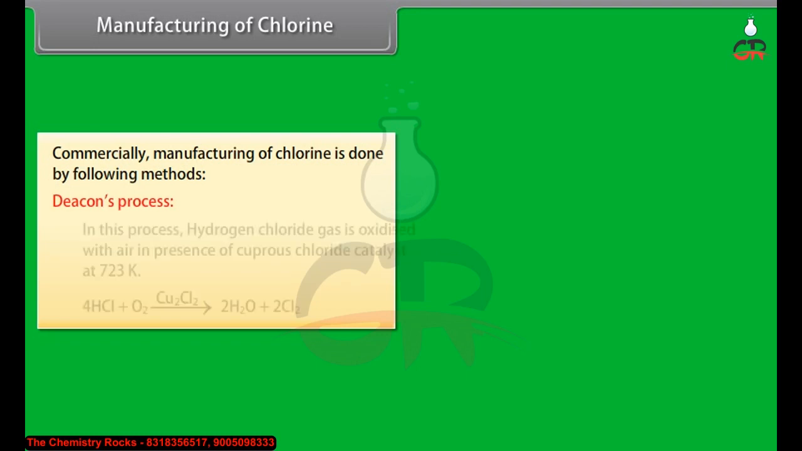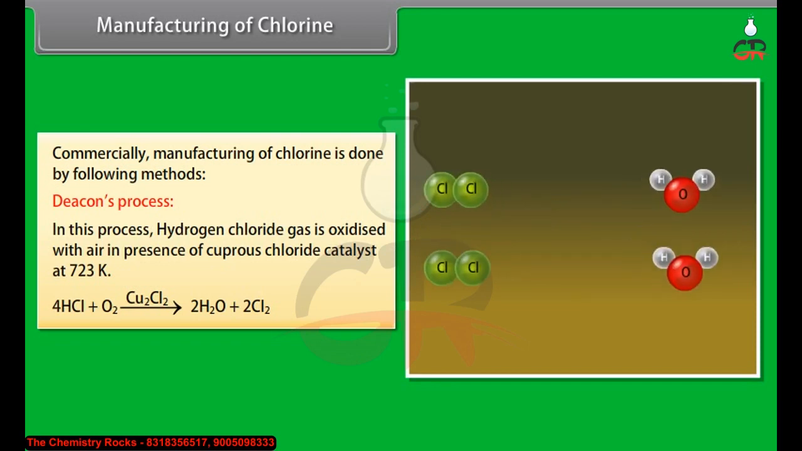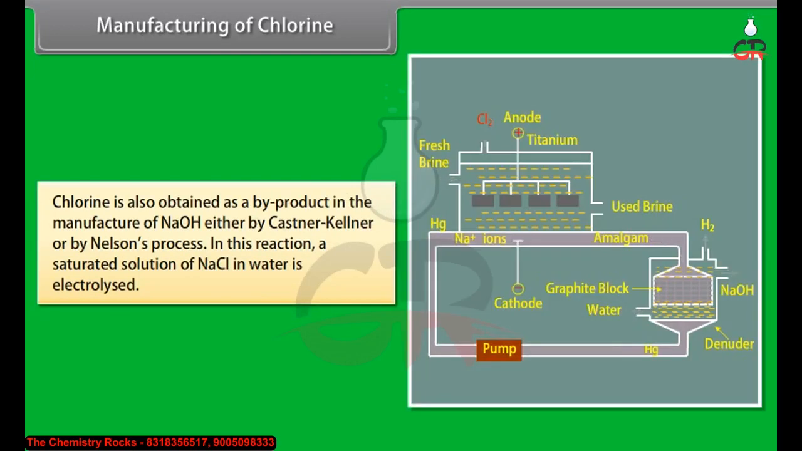Deacon's process. In this process, hydrogen chloride gas is oxidized with air in the presence of cuprous chloride catalyst at 723 Kelvin. It is also manufactured by electrolysis of fused NaCl using lead as cathode and carbon as anode. Chlorine is also obtained as a byproduct in the manufacture of NaOH, either by Castner-Kellner or by Nelson's process. In this reaction, a saturated solution of NaCl in water is electrolyzed.